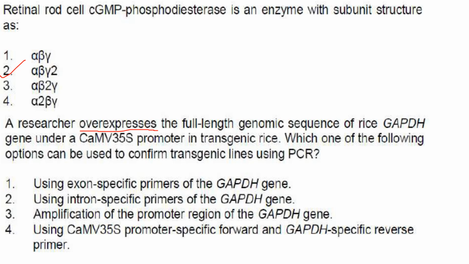Then using intron specific primers, that is also not correct. Amplification of the promoter region of the GAPDH gene, that also is not going to show you whether it is transgenic or not. Using CaMV35S promoter specific forward and GAPDH specific reverse primer, that will give you the correct transgenic plant analysis. So the answer is option 4.